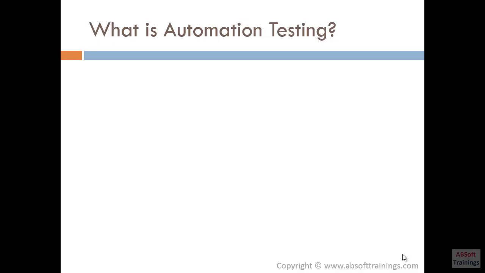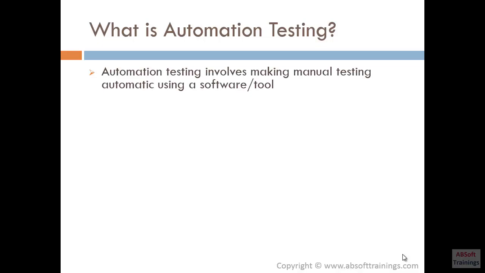So we have seen why we need automation. So let's see what is automation testing. Automation testing involves making manual testing automatic using a software or tool. So we already have a manual testing process. Let's say you are testing 10 test cases or you are testing a feature. Then we use an automation tool like Selenium, and then we automate those test cases.